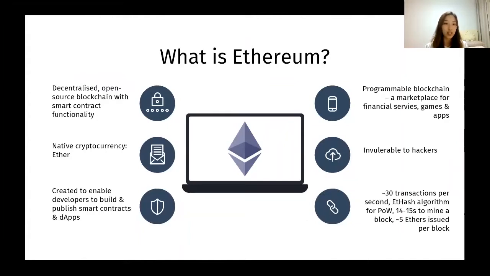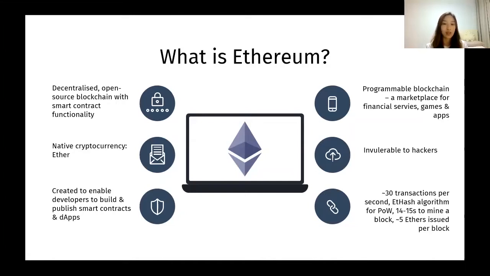The decentralized applications on the network are called dApps. Ethereum was created to enable developers to build and publish smart contracts and dApps that can be used without the risks of downtime, fraud, or interference from a third party. Ethereum describes itself as the world's programmable blockchain. It distinguishes itself from Bitcoin as a programmable network that serves as a marketplace for financial services, games, and apps, all of which can be paid for in Ether and are safe from fraud, theft, or censorship.